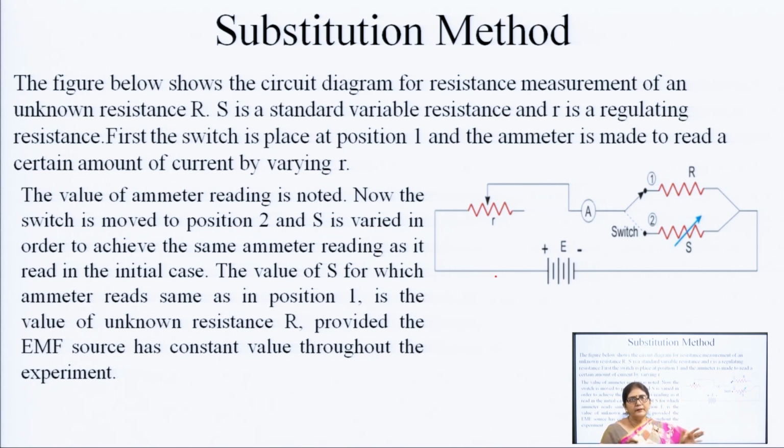Here we can see the ammeter reading is noted. Now, the switch is moved to position 2 and the standard resistance is varied in order to achieve the same ammeter reading, as I have discussed. By this we know that R is equal to V by I, so we can find out the value of the resistance.